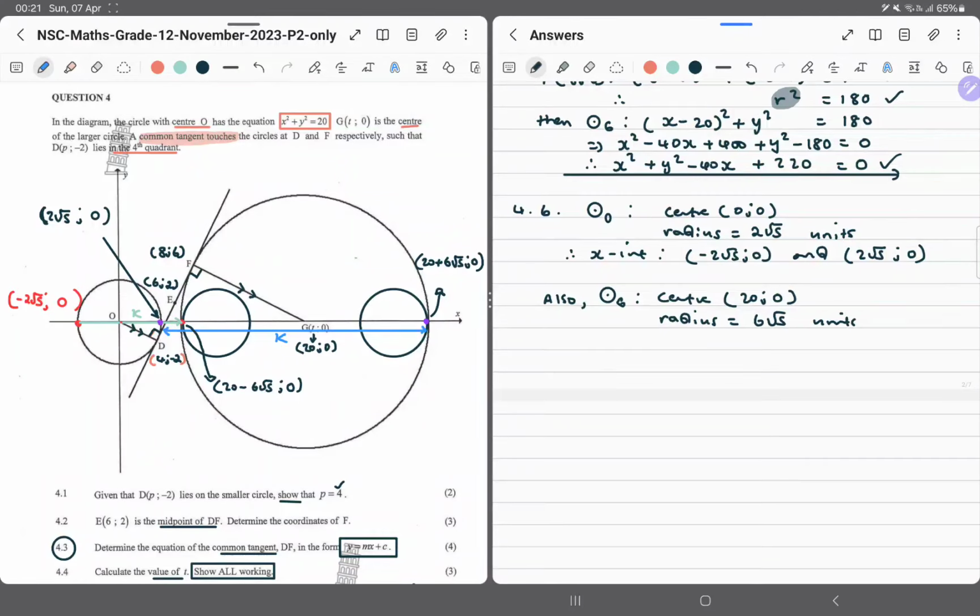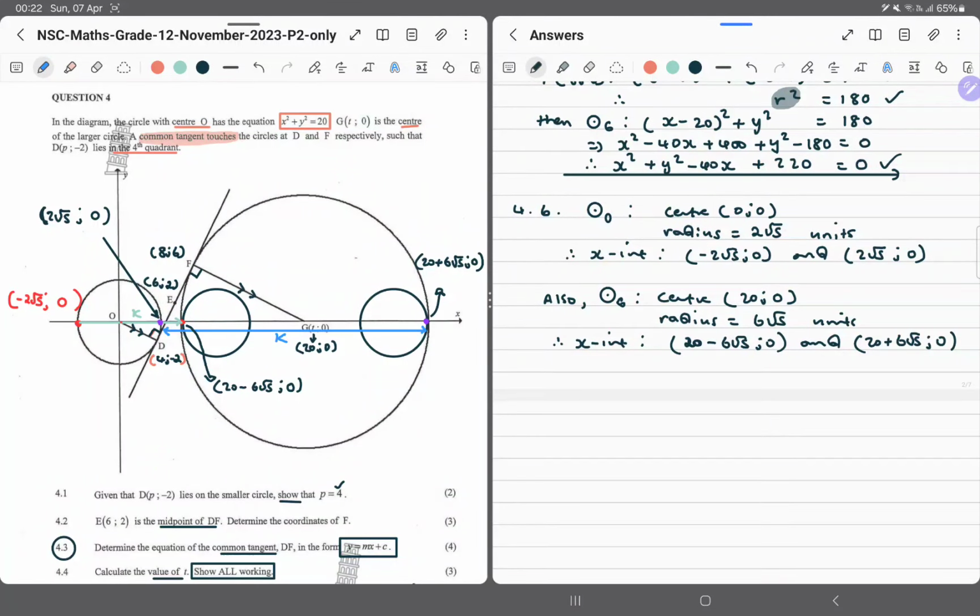Now, we can say therefore the x-intercepts are going to be such that, now remember, from the center we're moving 6 root 5 units backward. So this is going to be (20 minus 6 root 5, 0). And now from 20 we're moving 6 root 5 to the circumference. Horizontally this is going to be (20 plus 6 root 5, 0). So that's how you justify what you are doing.